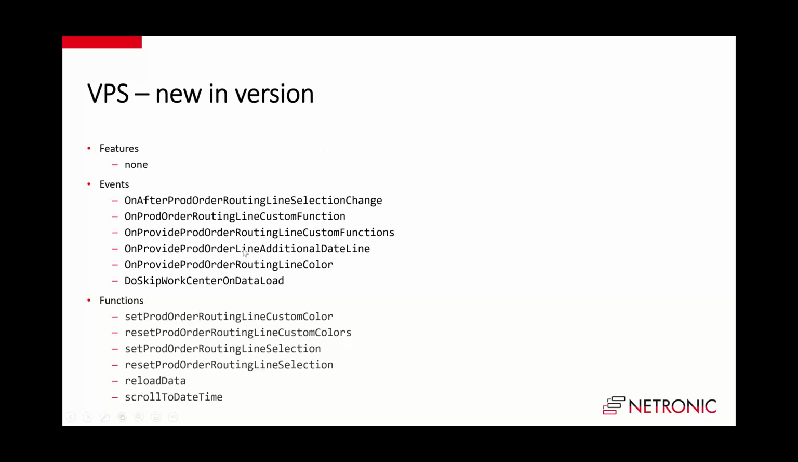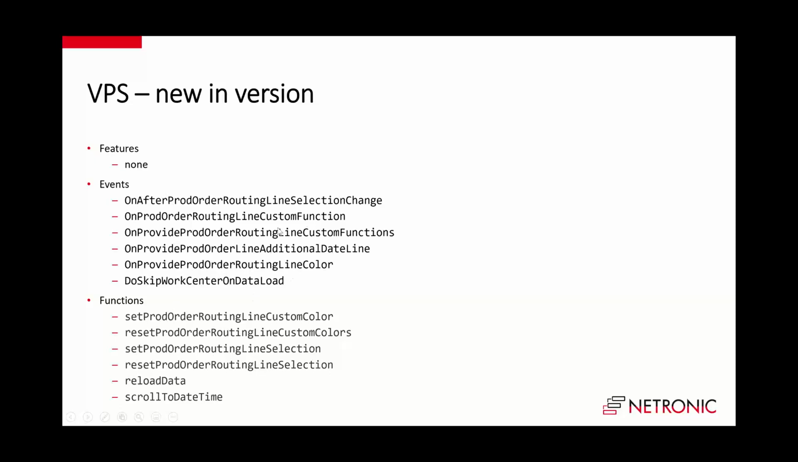And these are the events that we shipped. If you go to help.netronic.com, and then go to the section on the VPS for Business Central, there is a new chapter called API, and there you have links to the events and functions, and you see a full documentation of these events and of these functions.